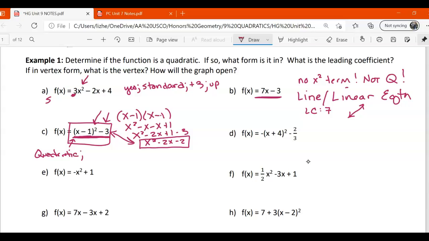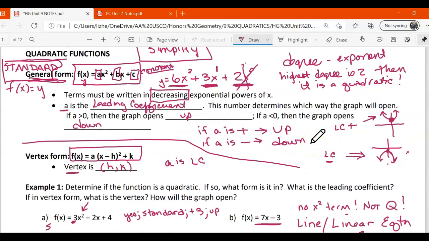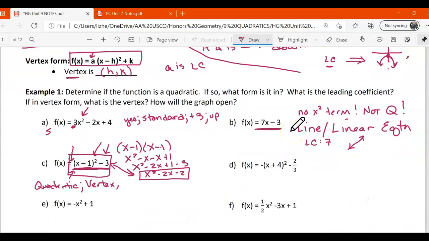Next question, what form is it in? Well, this form right here is vertex form. So I'm going to write vertex form. What is the leading coefficient? Well, the leading coefficient would be this number right here, the number in front of the parentheses. If you look up in the notes here, the leading coefficient is that A right there. So if there is no number there, like in problem C, then the leading coefficient is positive 1.